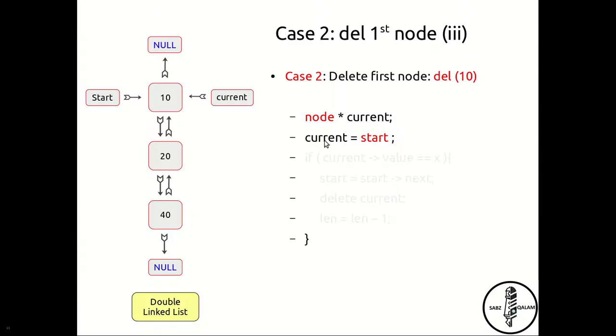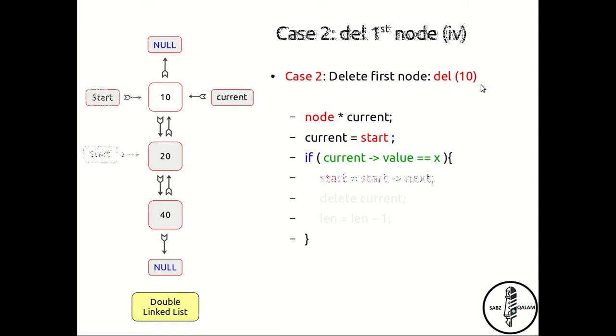So current points to the first node. Now, if the value that current is pointing to happens to be the same that you want to delete, and that's how you're going to show it in coding, then you can actually do something about it. And it's not that hard.